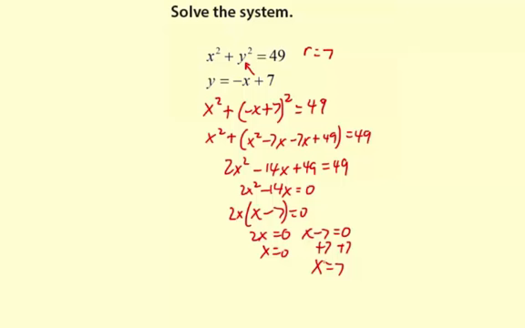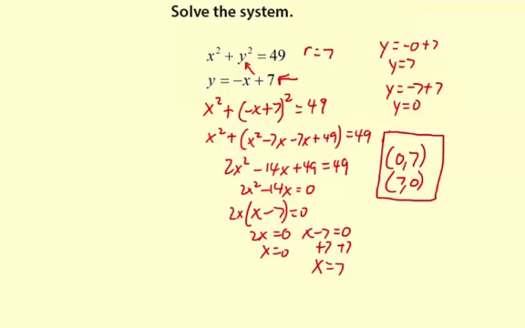So we have two possible answers for x, and we need to substitute each one of those into one of the equations to find the y values. I'm going to use the line right here. It's a lot easier. So y equals, we'll use 0 first, negative 0 plus 7. That just means y equals 7. And then I'll use 7, y equals negative 7 plus 7, which is y equals 0. So our coordinates, we have 0, 7, and then 7, 0.